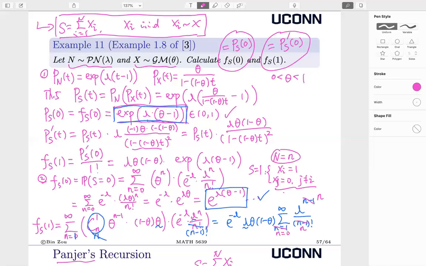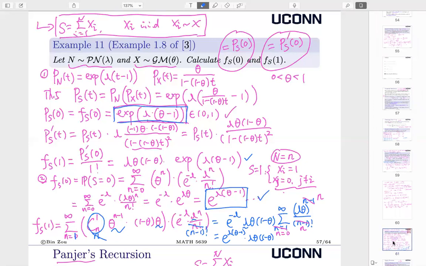So the last term is, oh, I forgot. There's another theta, my mistake. So there's another theta to n minus 1. So eventually what we have is exponential lambda theta minus 1 times lambda theta 1 minus theta, which equals what we have done here, right? So they give you the same result. Obviously, that's what we expect.